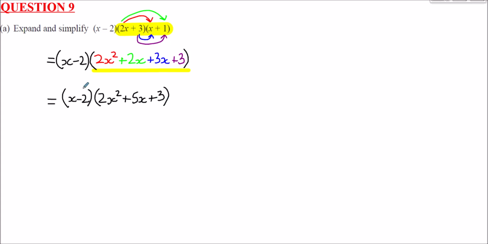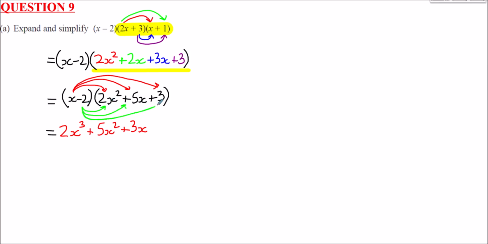We can then multiply the x by everything in the second bracket, and then do the same with the negative 2. So going again, x times 2x squared, x multiplied by 5x, and x multiplied by positive 3. So in turn, x times 2x squared will give 2x cubed, x multiplied by 5x will give 5x squared, x multiplied by 3 is just 3x. Then we do the same with the negative 2. So we multiply everything by minus 2 in the second bracket.